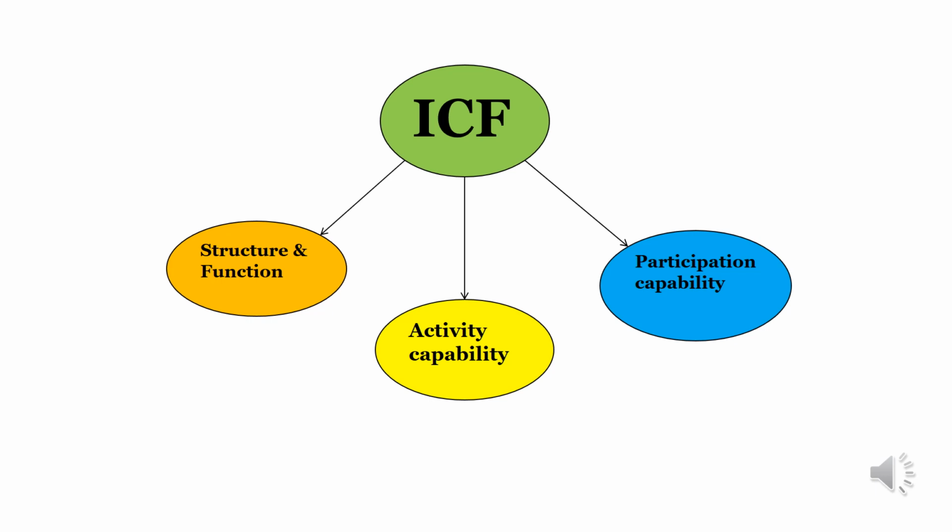The last domain is participation capability. Within participation capability is when we add up some of these activity capabilities in order to be able to submit to a person's social role that they engage in. Let's take, for example, using myself as an example. I would need a lot of my upper limb function in order to prepare breakfast for my children. And the reason why I prepare breakfast for my children is because I am their father.